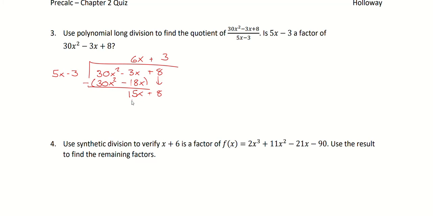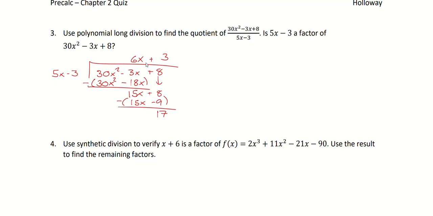3. I get 15x minus 9. I'll subtract it. The x's are gone. What's 8 minus -9? 17. So the weird answers that I got here: somebody said yes, it's a factor, the remainder is 0, and you had the division correct. What was the remainder? 17 is the remainder. So if you stopped here, I'm okay with it.